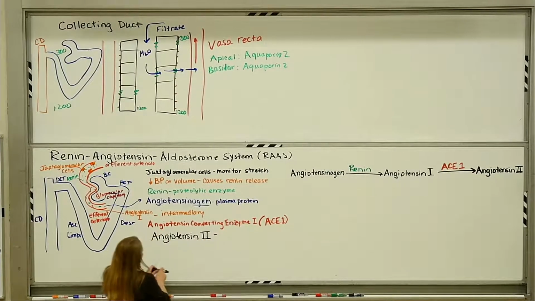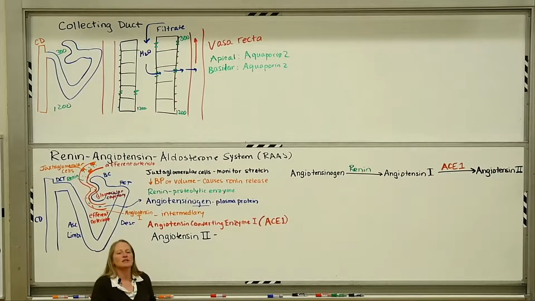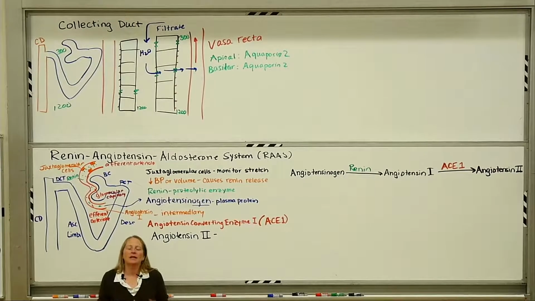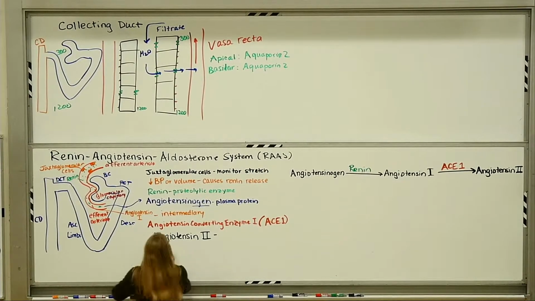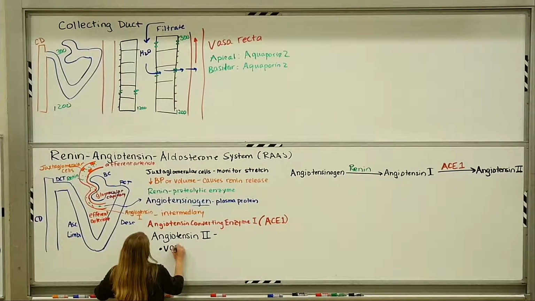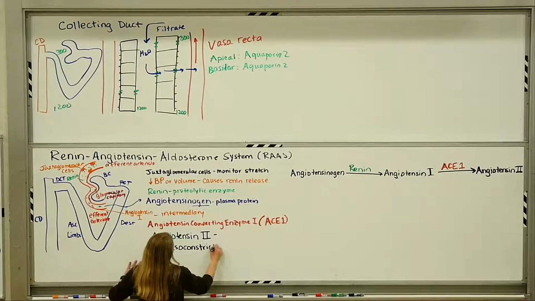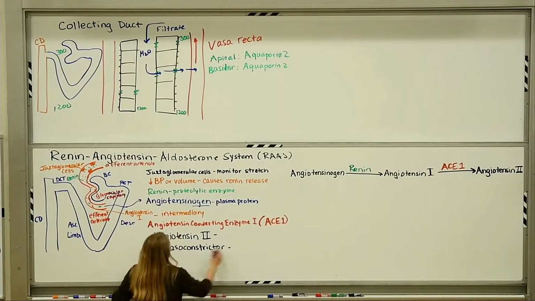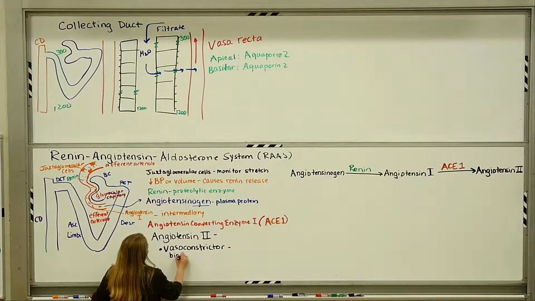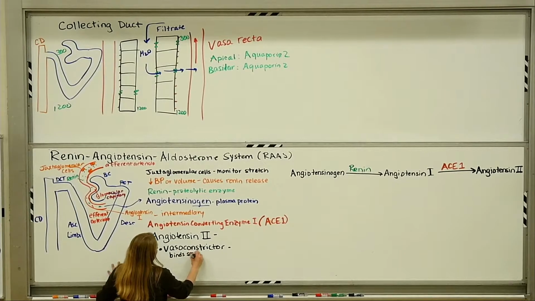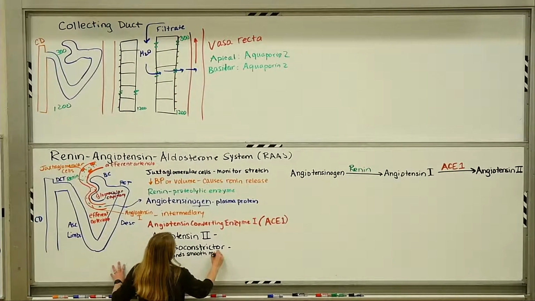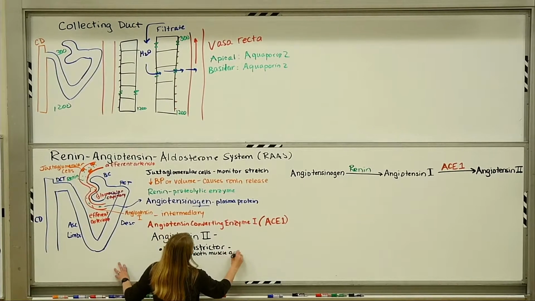And that's going to go through your entire system and bind anything it can get to. This is going to act as a vasoconstrictor. So this binds to smooth muscle around vasculature.